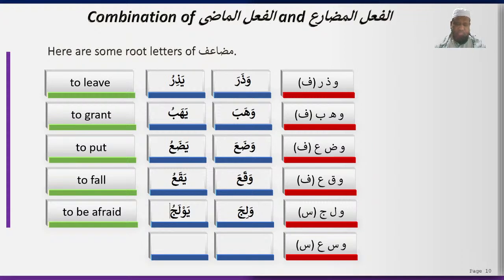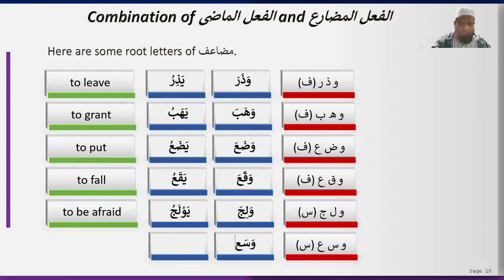There's another verb I'm thinking of that is from Bab Daraba. Yeah, that is Walaja Yaliju. Walaja Yaliju. And this is from Bab Sami'a, Walija Yawlaju, to be afraid. Next, Waw Sin Ain from Bab Sami'a.